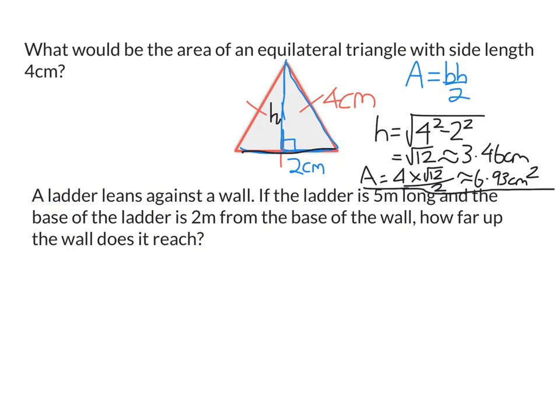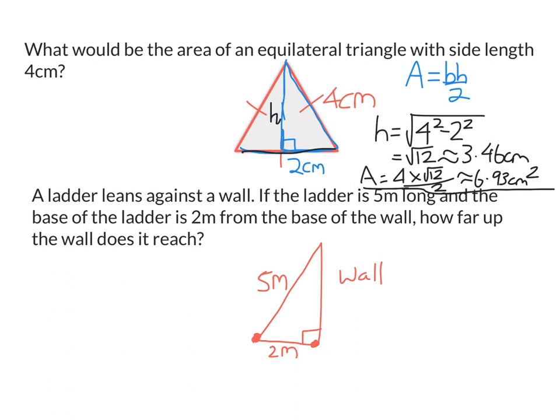A ladder leans against a wall. The ladder is 5 meters long, and the base of the ladder is 2 meters from the base of the wall. How far up does it reach? So this is pretty hard to understand what's going on without a diagram. So let's draw one. What we have is some wall, which you can assume is at right angles to the ground. Then we've got a ladder leaning against the wall. The ladder's 5 meters. The base of the ladder, the bottom of the ladder, is 2 meters from the base of the wall.